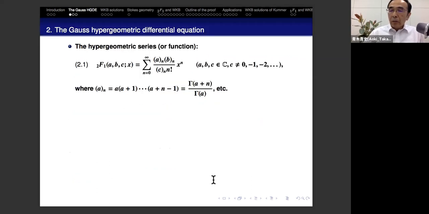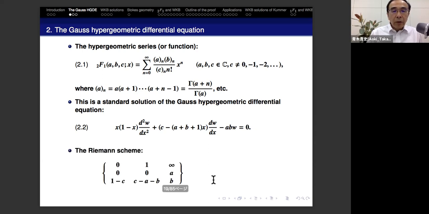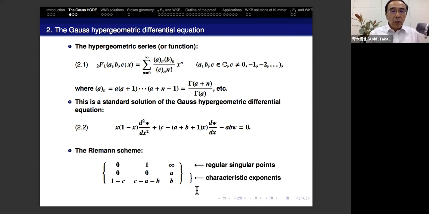Again, this is the hypergeometric series and the hypergeometric differential equation. The so-called Riemann scheme of this equation is given here. This means that the first row designates the regular singular points, that is 0, 1, and infinity. And the second and the third rows mean the characteristic exponents at each regular singular point.